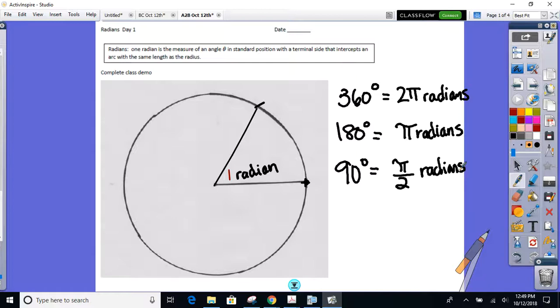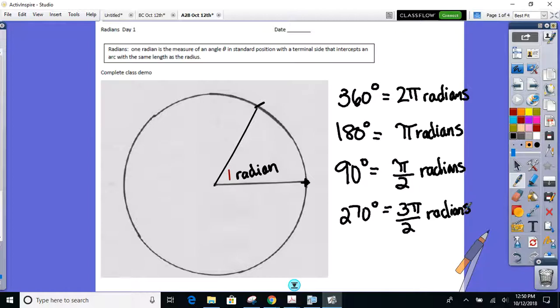And what was the other value I'm missing? 270. Ooh, this one's going to be a little tougher, huh? Halfway in between these two, right? 1 pi and 2 pi. What's halfway in between 1 and 2? 1 and 1/2 pi. I'm going to write it as 3 pi over 2. 3 over 2 is 1 and 1/2. Nice job, guys.